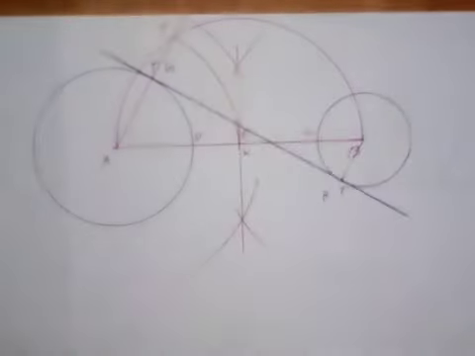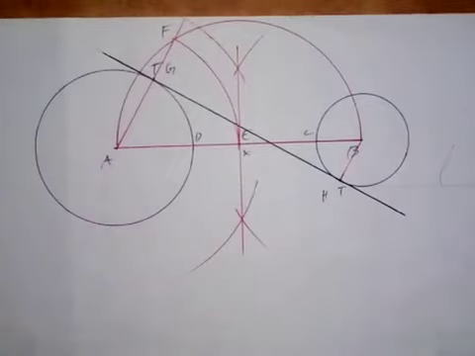So this is how to construct an internal tangent to two unequal circles. As simple as I've shown it here, all you need to do is to practice.